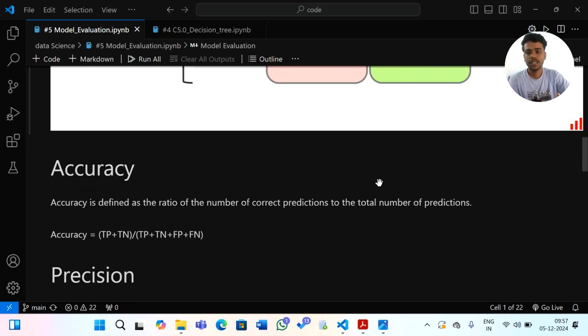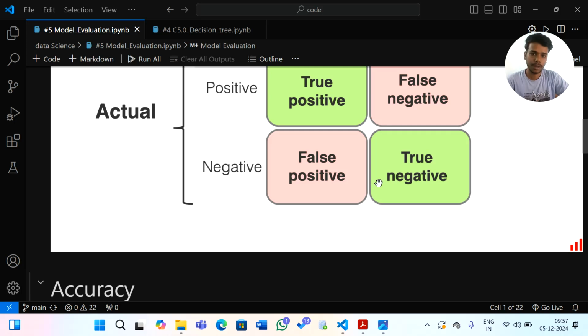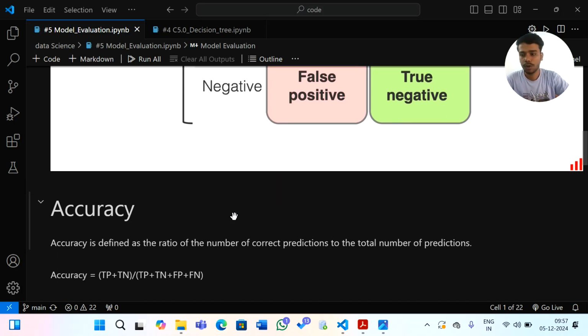Accuracy is the ratio of the number of correct predictions to the total number of predictions. So basically it is the probability that the model's output will be correct, meaning true positive and true negative. So what is the formula? True positive plus true negative, divided by the whole confusion matrix numbers: true positive, true negative, false positive, and false negative.